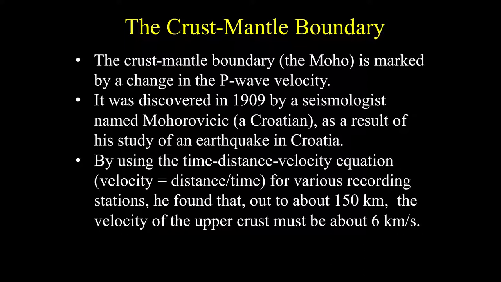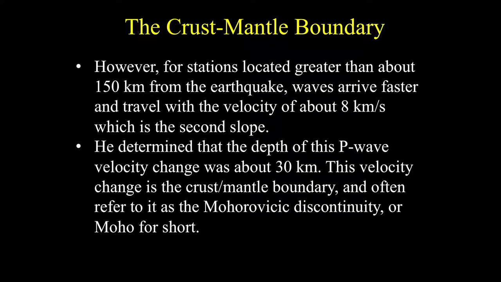However, for stations located greater than about 150 kilometers from the earthquake, waves arrive faster and travel with a velocity of about 8 kilometers per second, which is the second slope. He determined that the depth of this P wave velocity change was about 30 kilometers. This velocity change is the crust mantle boundary, often referred to as the Mohorovicic discontinuity, or MOHO for short.